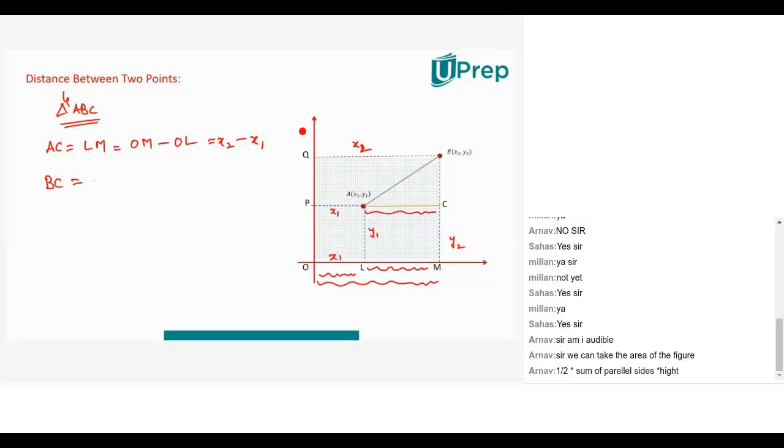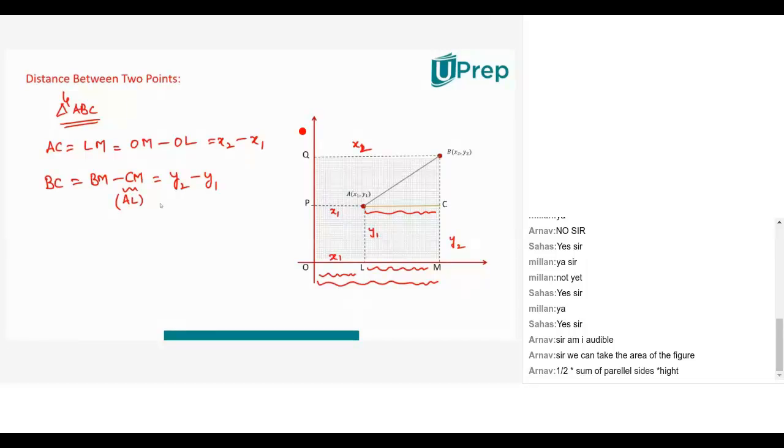Look at the diagram again. I'm writing the BC length as BM minus CM. What is the BM height? Y2, minus the CM height Y1, because CM is the same as AL. Yes, sir. CM and AL are the same.